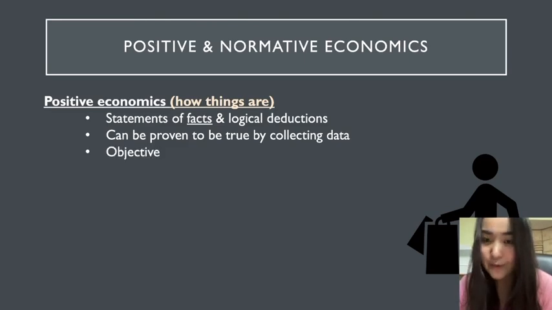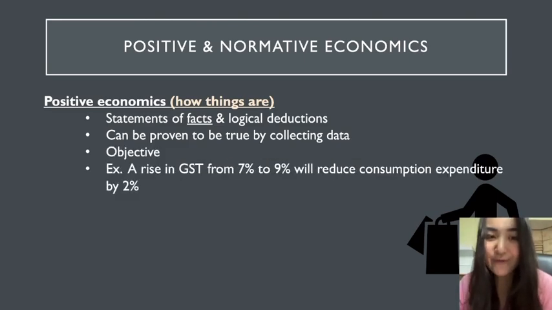Let me give you an example over here. A rise in GST from 7% to 9% will reduce consumption expenditure. In this example, this is a positive statement because we can collect data to show that a rise in tax levels will actually make goods more expensive. So people will spend less. Even if they spend the same amount of money as before GST rose, they will still consume less. This is because when tax rates rise, they will have lower purchasing power using the same amount of money. Because every good is more expensive, they are able to buy less.